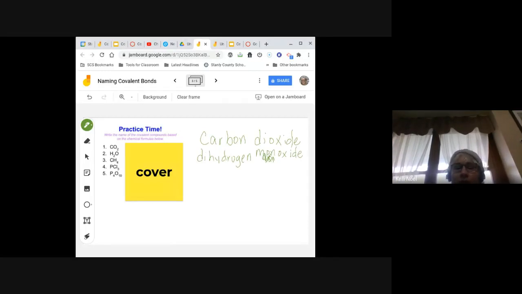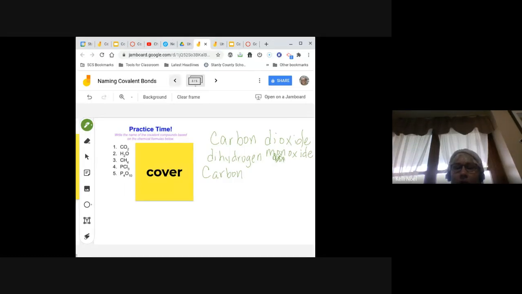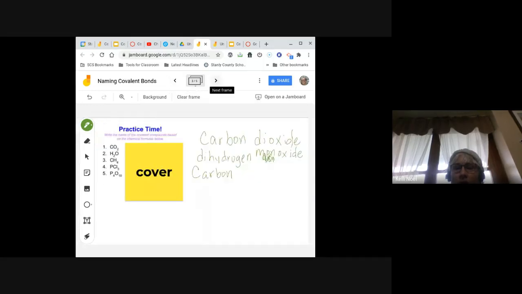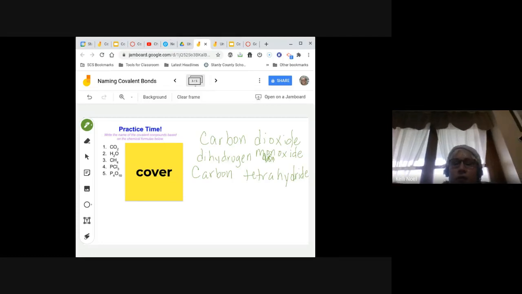This CH4 is methane, but it's carbon. Right. Four, I'm going to go back a minute. Four is tetra, so it's going to be tetra. And hydrogen, when it's second, is hydride. So carbon tetrahydride is methane.